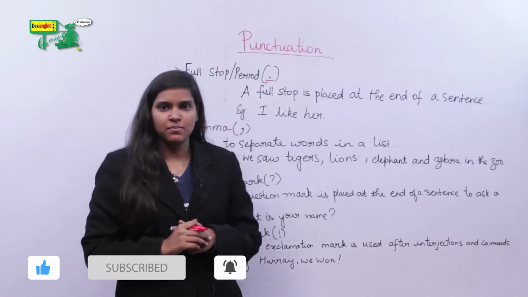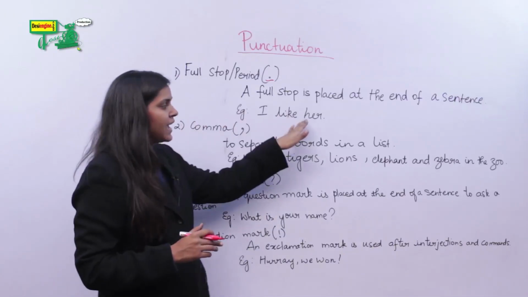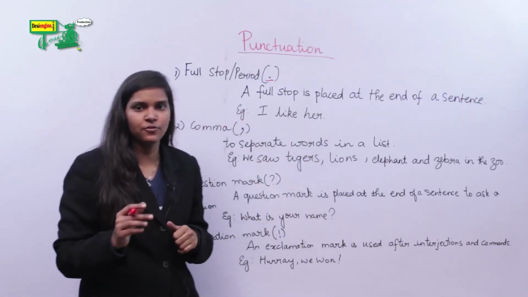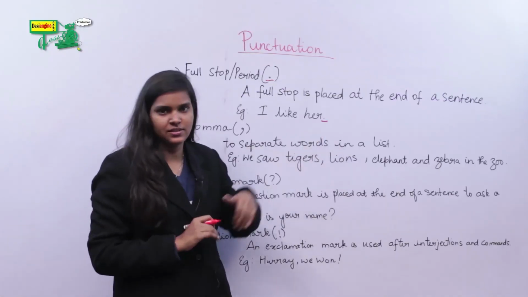A full stop is placed at the end of a sentence. For example, I like her. This is a sentence. Therefore, a full stop is placed at the end of the sentence.